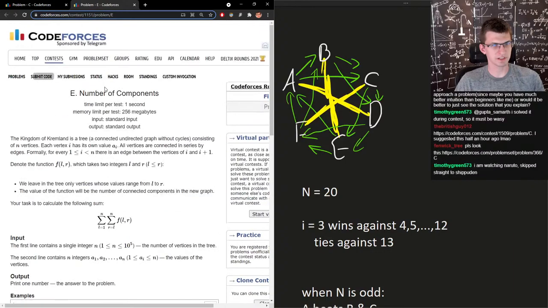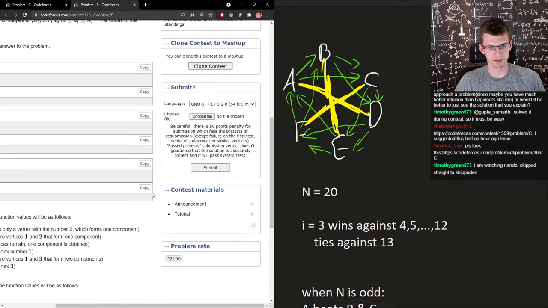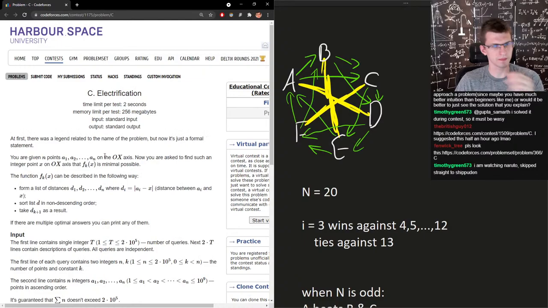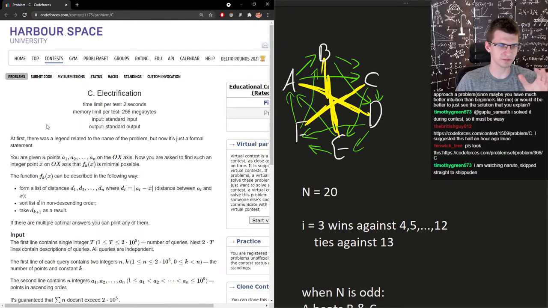This is the one suggested by Warrior. But isn't it too hard? Oh, it's 2100. No, that's too hard for today. 1800 maybe, but we're aiming at around 1500.